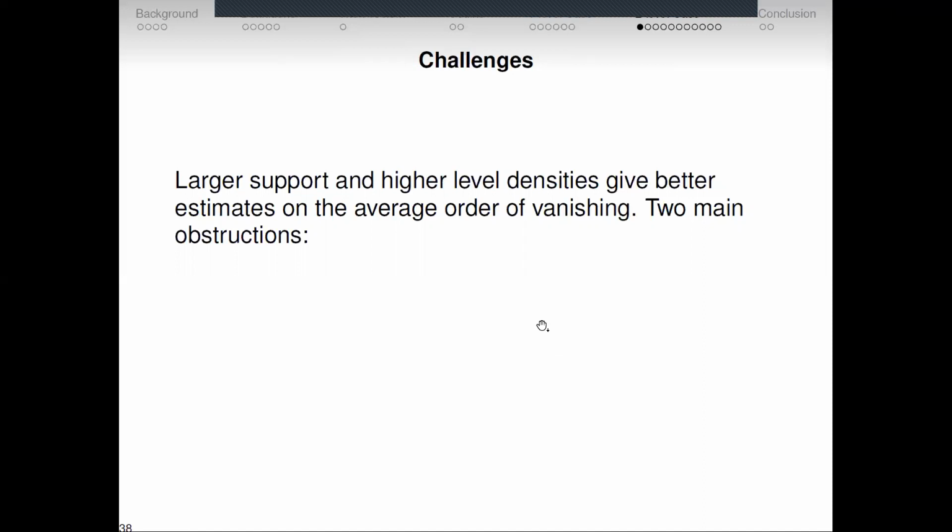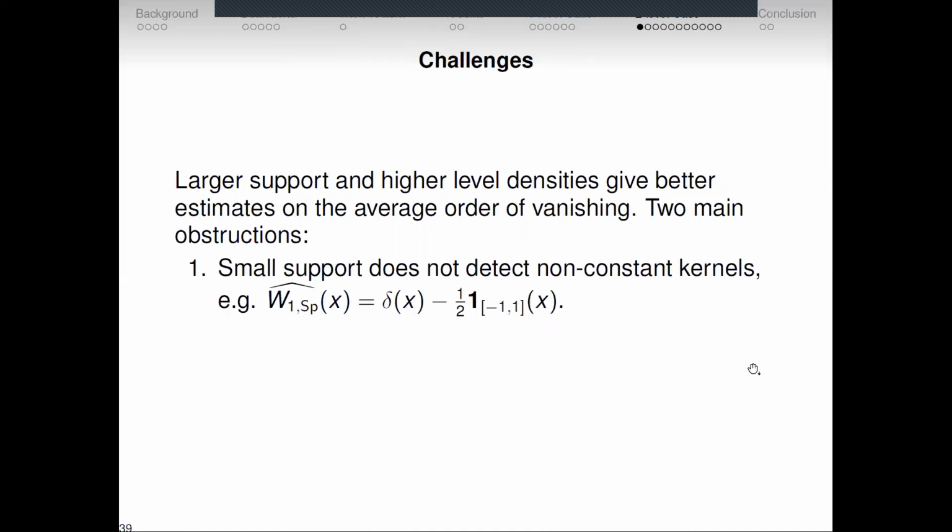The first being that for small support, you don't really detect these non-constant kernels. For example, for the symplectic group, what you do have is this characteristic function term on -1 to 1. And so if your Fourier transform is supported between -1 and 1, then you don't really see any of this behavior happening. But for larger Fourier transforms, say between -2 and 2, then you start seeing some non-constant behavior, and the functional analysis and differential equations methods start getting a little bit more complicated.